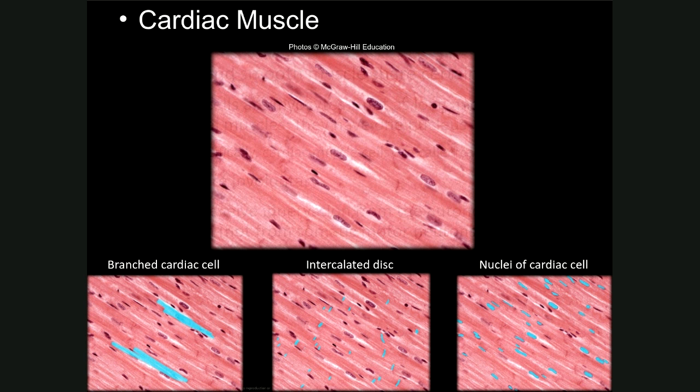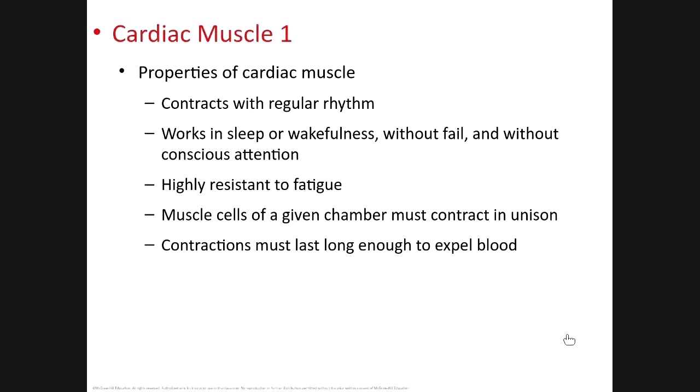So here's the cardiac muscle. You see the branched cardiac cells. You see the little breaks. Those are your intercalated discs. And then the nuclei of the cells that we described. Okay, that's how your cardiac muscle looks like.